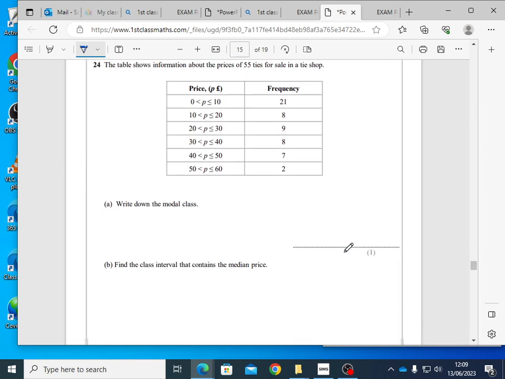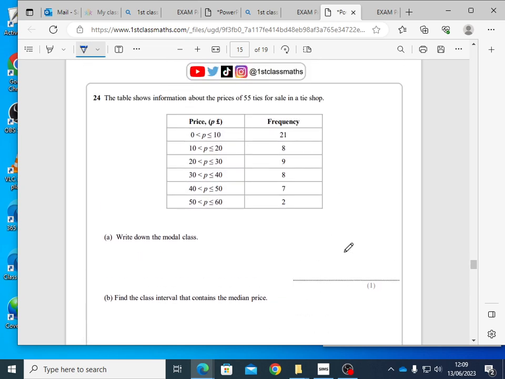Right, if I was a betting man, this is definitely going to come up, because it hasn't. So this is where you write down the modal class. Now the modal class is the one with the highest frequency. So the highest frequency is that, but that is not the modal class. This is the class where p is less than or equal to 10, greater than 0. Okay, that's the first thing to know.